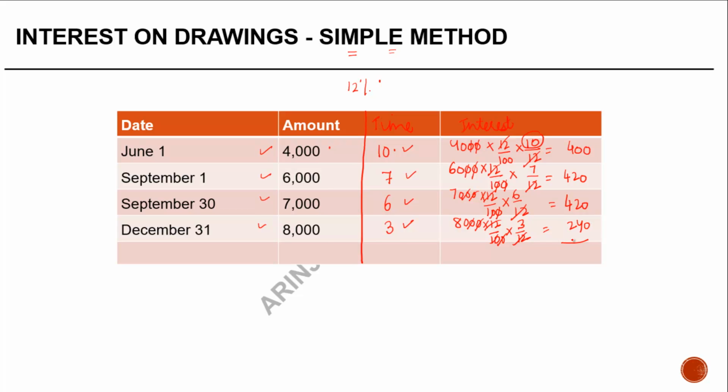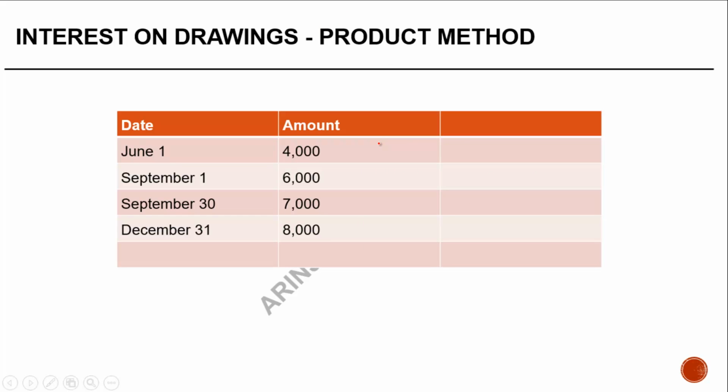So if you look at it, the total interest which comes is 1480 under the simple method. Right? Just like the name signifies, we simply calculate the interest on each and every amount for the period for which it has been drawn. Now let us look at what happens under the product method. The product method is slightly different.